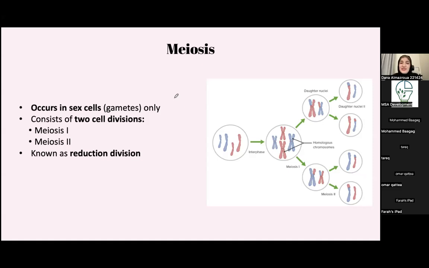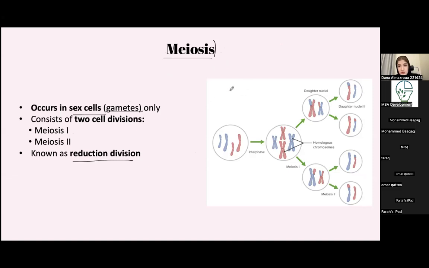Now, since everyone understood mitosis, we're going to go to something a little bit more complicated, but it's not hard if you understood mitosis, which is the process of meiosis. Meiosis, as I mentioned earlier, occurs in sex cells or gametes. It consists of two cell divisions. We have meiosis I and meiosis II, whereas mitosis was just one division. It is also known as reduction division.